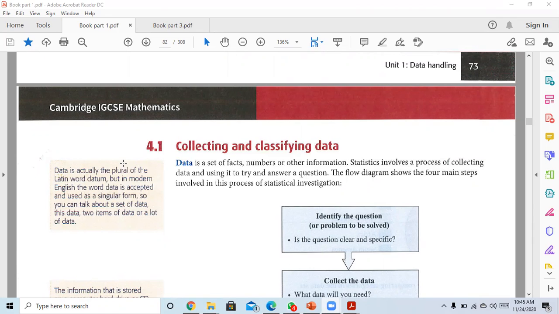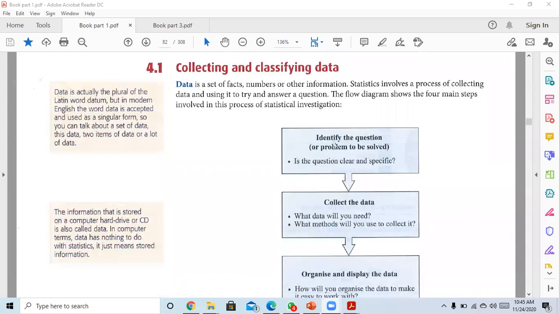What is data? First, you should know the data. Data is a set of facts, numbers, or other information. Statistics involves a process of collecting data and using it to try to answer a question. The flow diagram shows the four main steps involved. First, identify the question or the problem to solve. Is the question clear and specified?